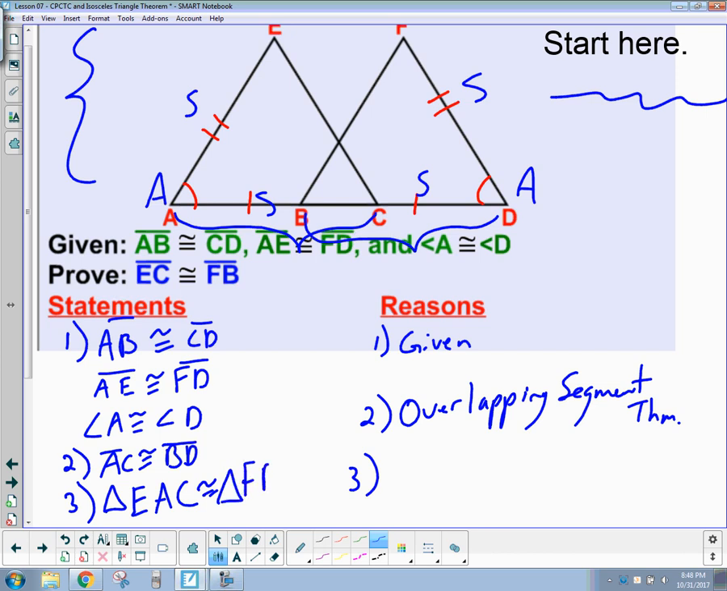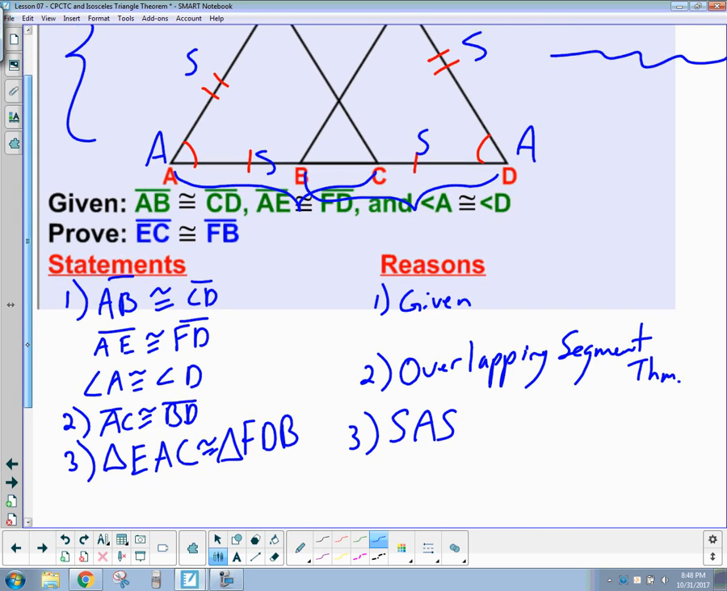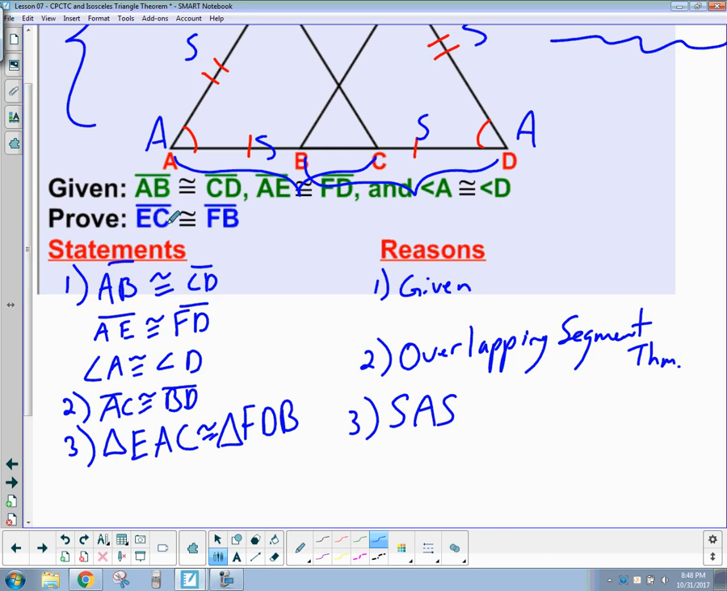Side, angle, side. Now that it is side, angle, side, I can use that information to prove that EC is congruent to FB. And we're going to finish it off with CPCTC. Sorry, I was trying to do a line segment. Let me just try that again.